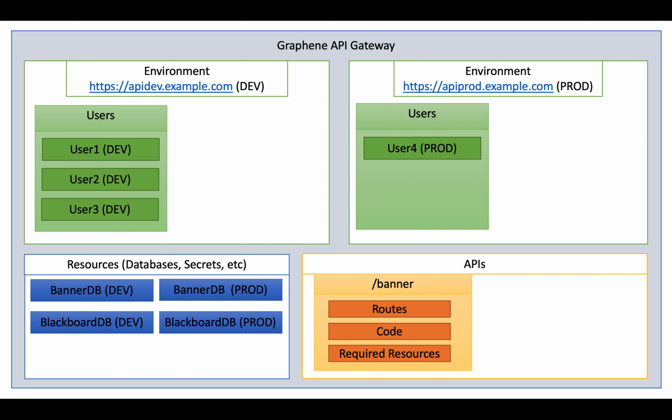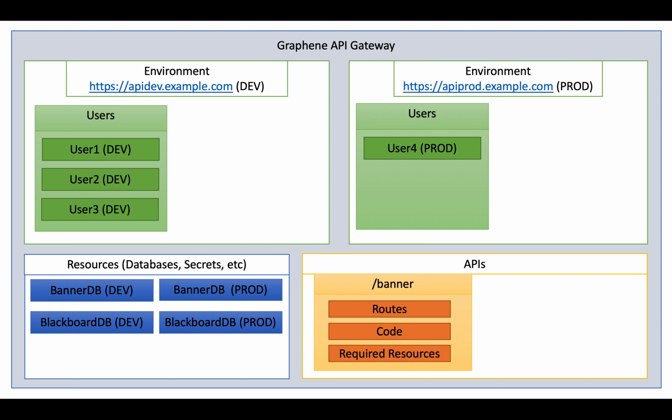And that would all be defined between your routes and your code within the API. But the last thing at the bottom here is that we've got this notion of required resources. Because as you'll note, APIs exist outside of the environment and away from the resources. So when we write an API, we define within the API a list of resources that we would want to use. So for example, for the banner API, we might say we need to use a banner database.